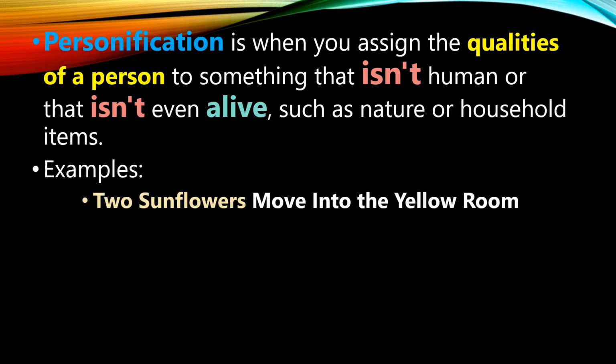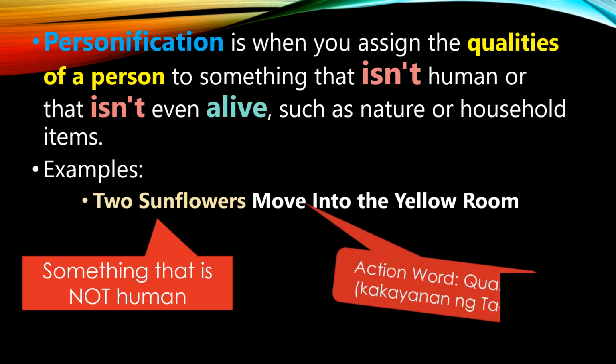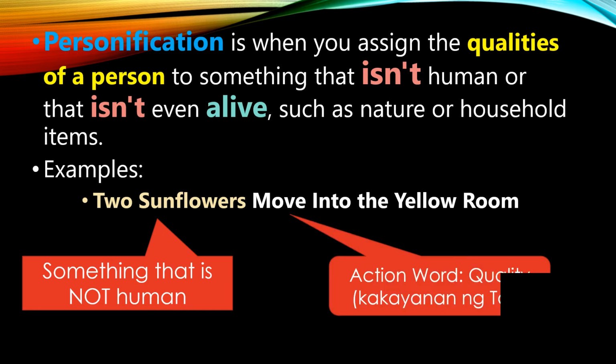Examples. Two sunflowers move into the yellow room. Ang dalawa daw sunflower ay gumalaw papunta sa dilaw na silid. Okay, two sunflowers, something that is not human. The word move is an action word, quality, kakayanan ng tao. Ano pinakikita ng move? Yung kakayanan ng tao na gumalaw. Yun ang ibig sabihin ng personification.